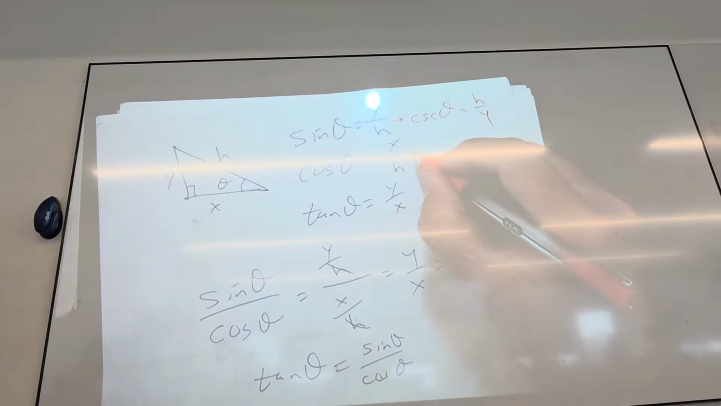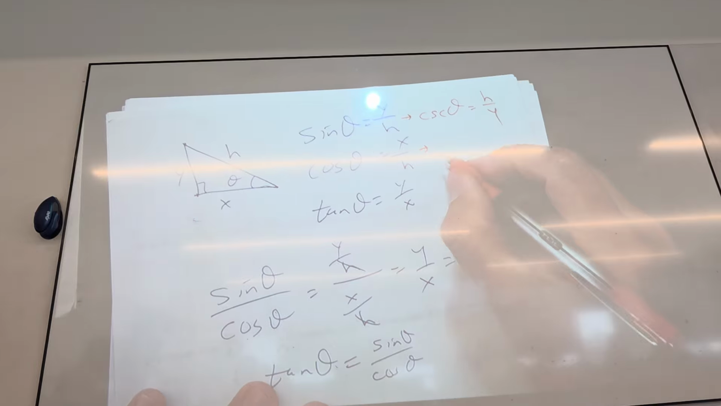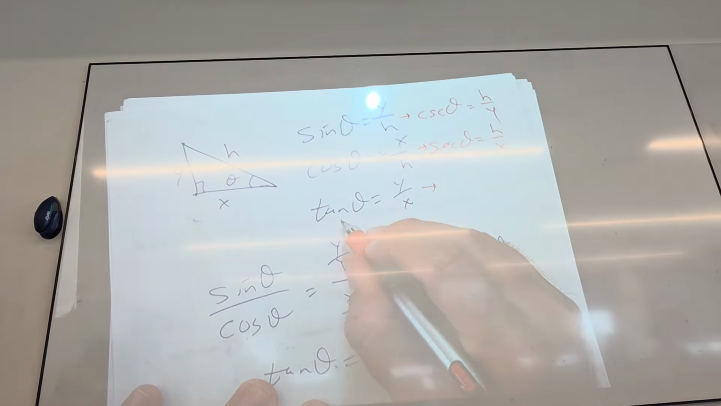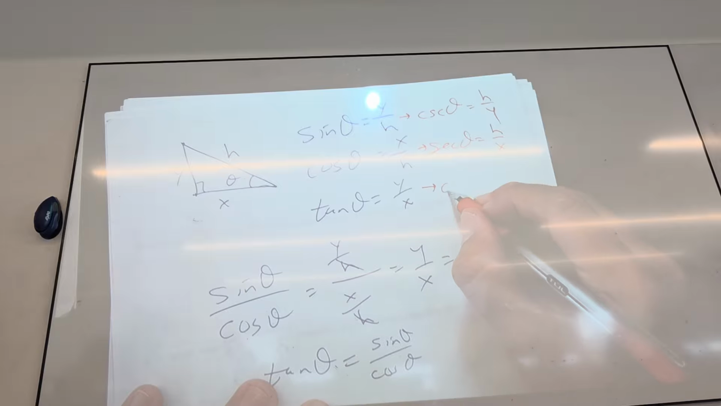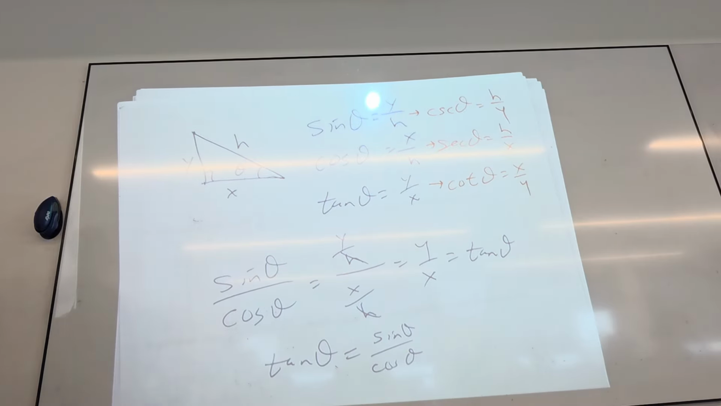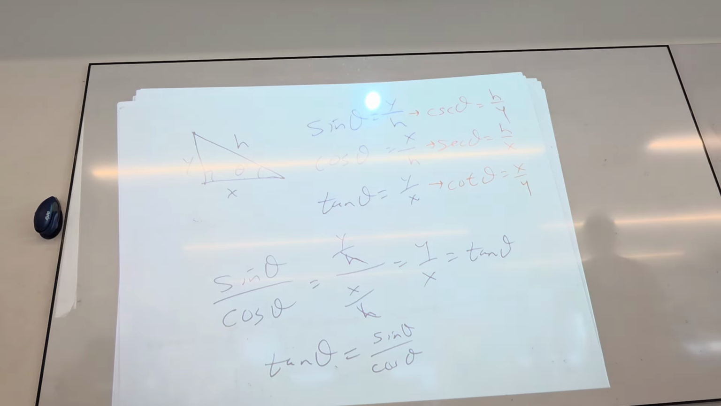What's the one related to cosine? Secant. And what's the one related to tangent? This is the one that actually makes sense. Cot. So those in red are reciprocal functions.